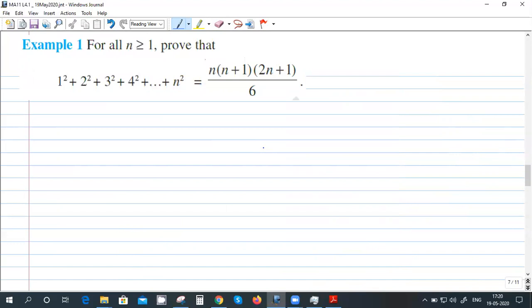Okay. Using that method, just prove that this statement is true. You have pen and paper, no?